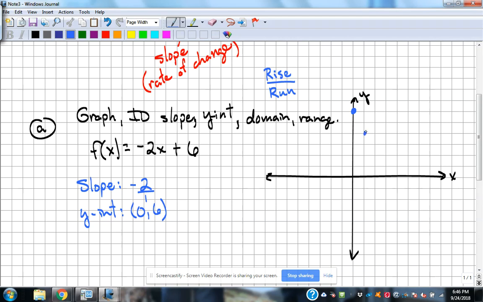Down 2, over 1. It's a 1 because the easiest way to write negative 2 is as a fraction. Put it over 1. Okay.